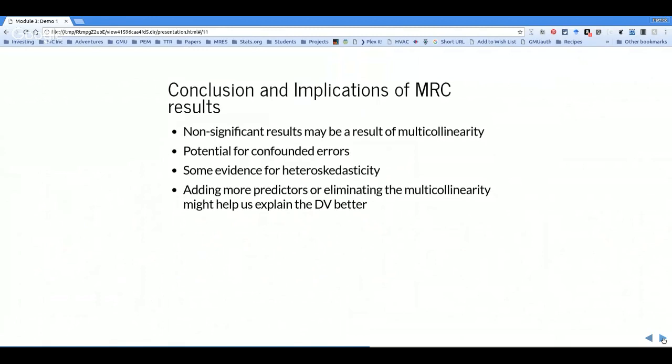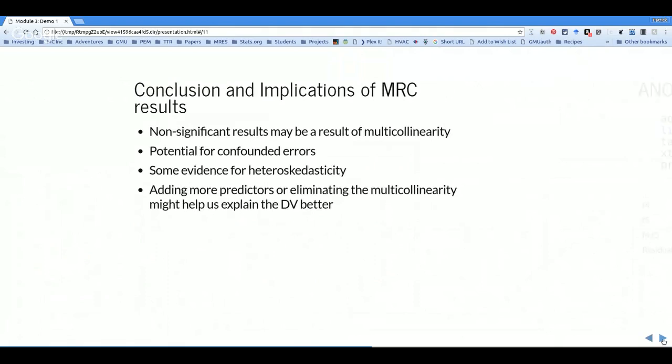Okay, so what do we have? We have non-significant results, and it may be the result of multicollinearity. We have some potential for confounded errors, some. There's a little bit of evidence for heteroscedasticity in that one figure, and I think by adding more predictors or eliminating the multicollinearity might help us explain the dependent variable better.